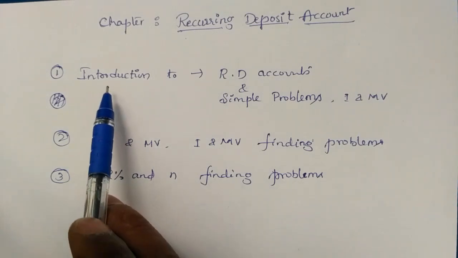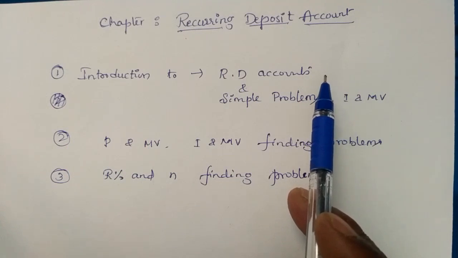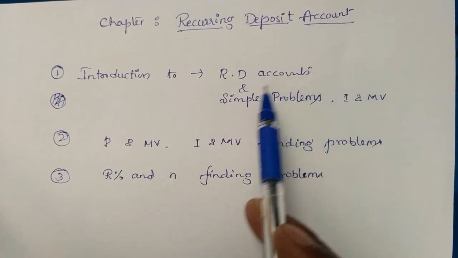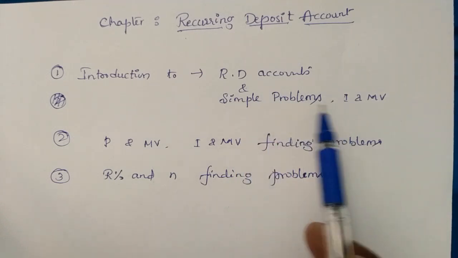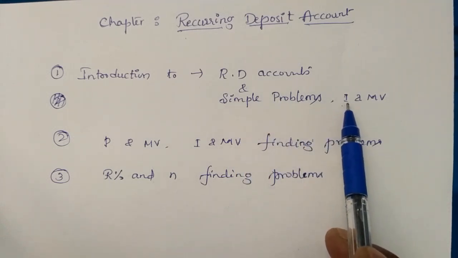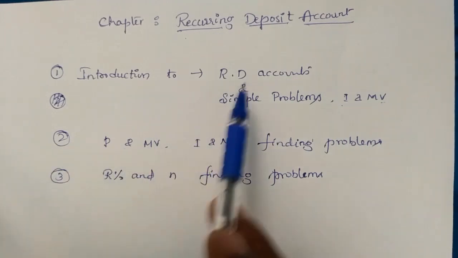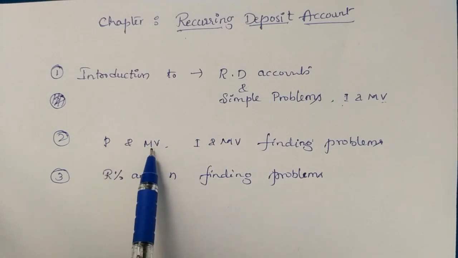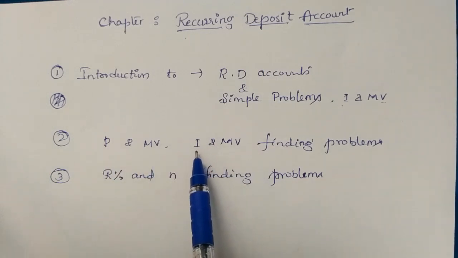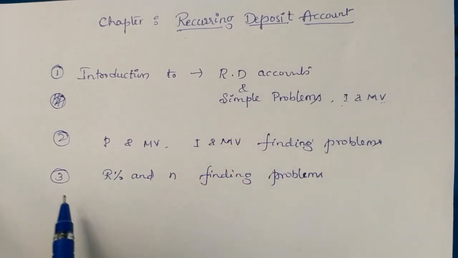In my first class, I taught you about the introduction to the RD account and some other accounts, what a bank is, and how the banking system works in brief. And a few simple problems from the same chapter, that is, finding interest and maturity value. In the second class, from the same RD account chapter, we saw monthly installment, that is P, and maturity value finding problems, and interest and maturity value finding problems.